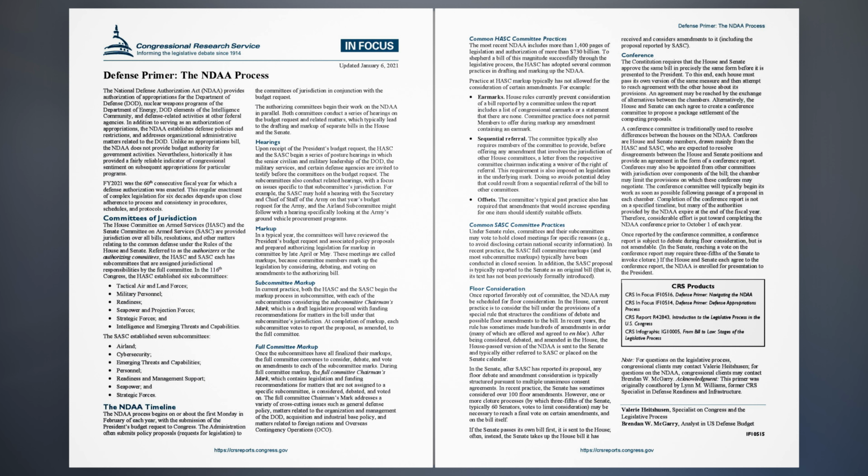The NDAA process begins on or about the first Monday in February of each year, with the submission of the President's budget request to Congress. The administration often submits policy proposals, requests for legislation, to the committees of jurisdiction in conjunction with the budget request. The authorizing committees begin their work on the NDAA in parallel. Both committees conduct a series of hearings on the budget request and related matters, which typically lead to the drafting and markup of separate bills in the House and the Senate.